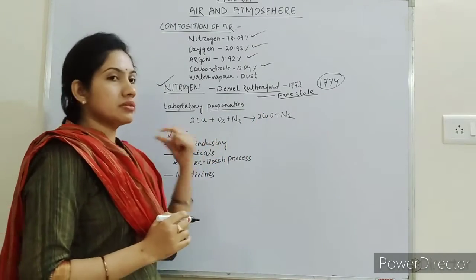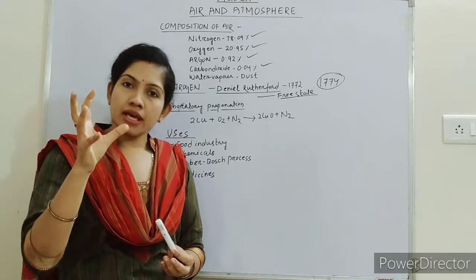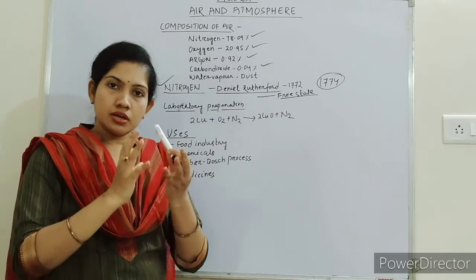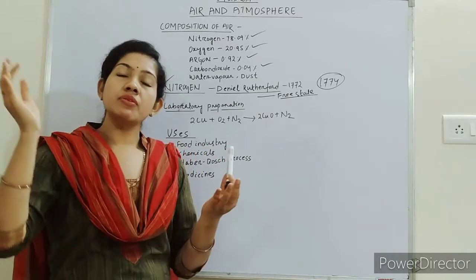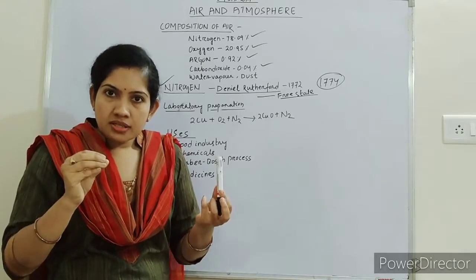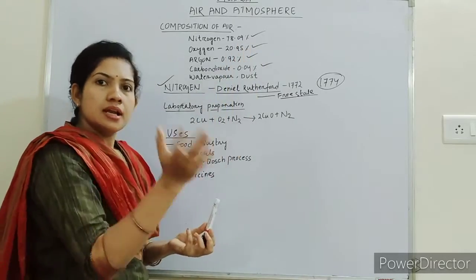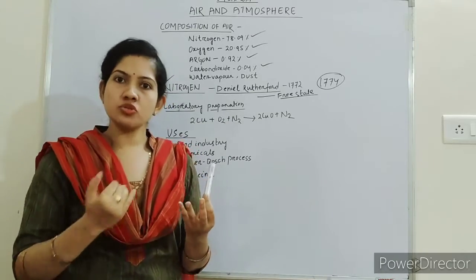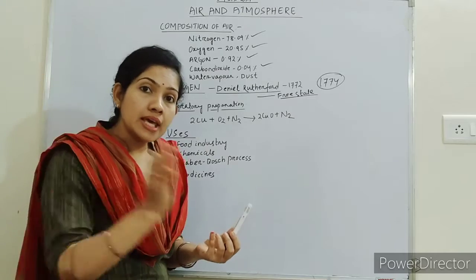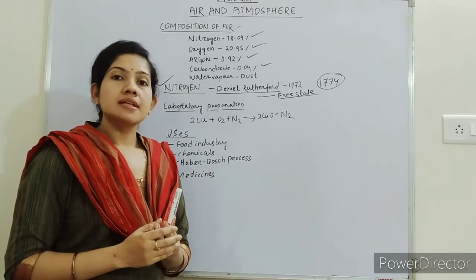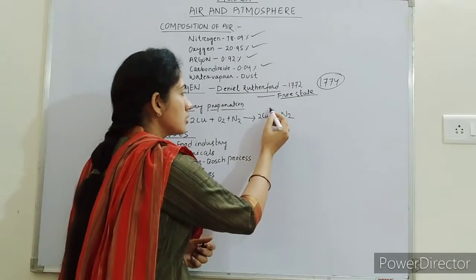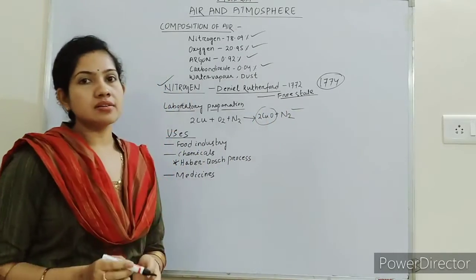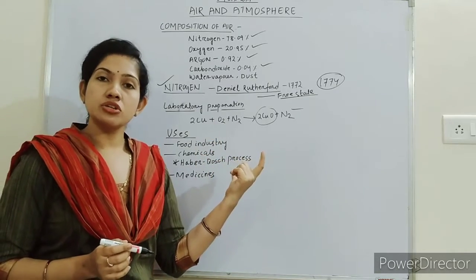Here it is given copper. Whenever we allow air to pass into a hot copper chamber, we heat the copper chamber and allow air to pass. We neglect the smaller quantities of gases and talk mostly about oxygen and nitrogen. The highest percentage is nitrogen and the next one is oxygen. So whenever we allow air into the hot copper chamber, there will be a reaction. It forms copper oxide, leaving behind nitrogen. So here we can extract nitrogen. This is the laboratory method of preparation of nitrogen.